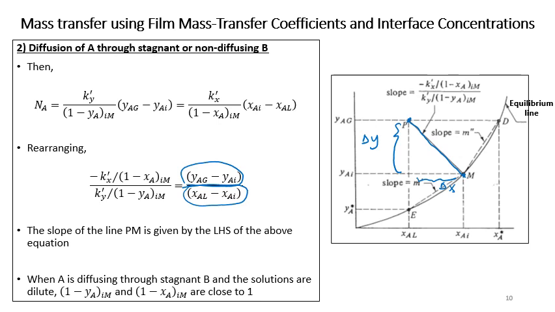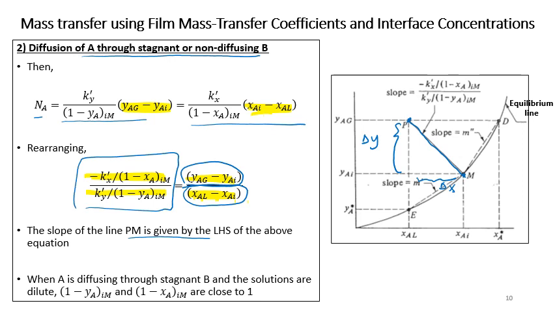And also previously you have seen that for diffusion of A through stagnant or non-diffusing B, NA equals this in terms of gas phase, and the flux of A equals this in terms of the liquid phase. So you see the similar terms here, YAG minus YAI and XAI minus XAL. If you rearrange to be like this, you get something like this with the negative sign in front because of XAL minus XAI instead of XAI minus XAL. Then the slope of the line PM is given by the left-hand side of the equation above.